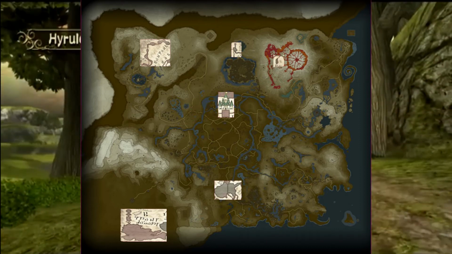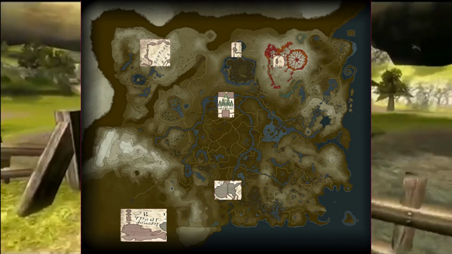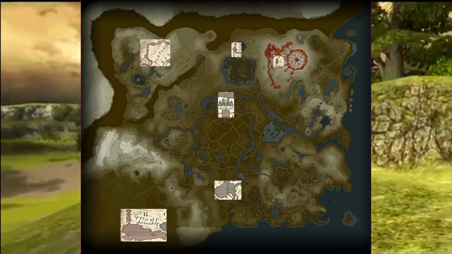The Hidden Village, or Old Kakariko Village, is located on Death Mountain. The location has likely been destroyed by the time of Breath of the Wild due to the expansion of the Death Mountain caldera.